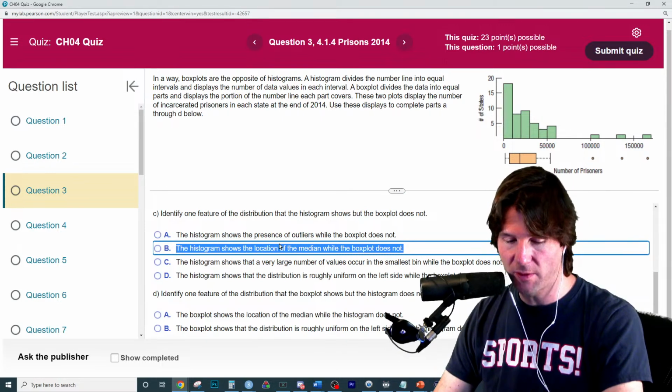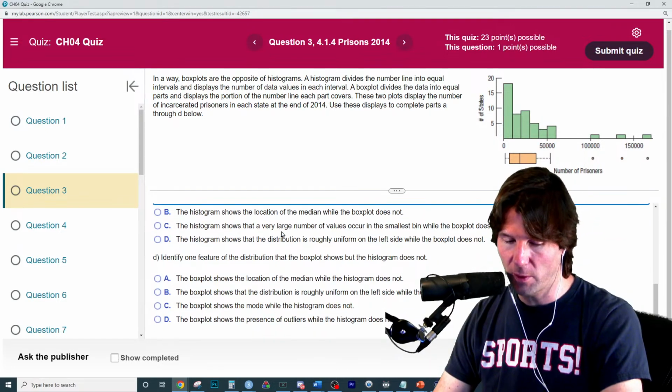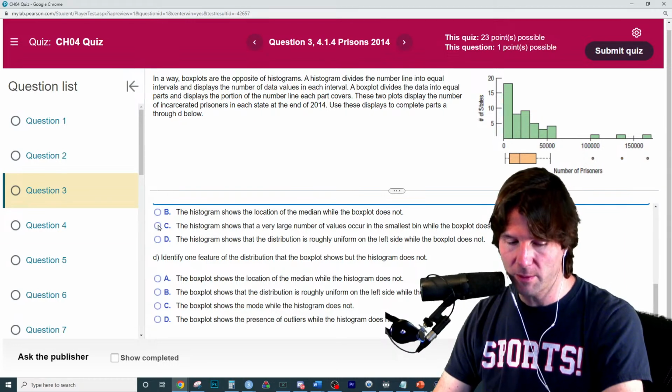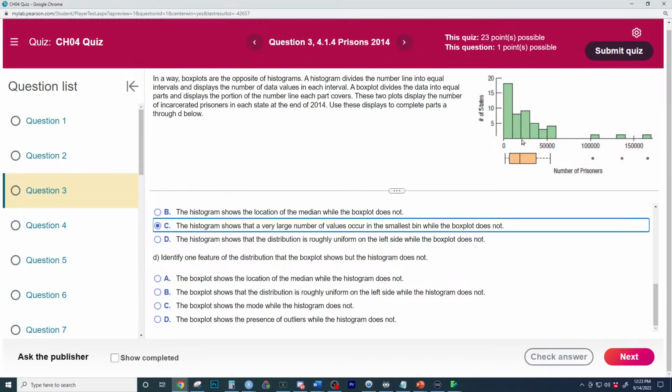The histogram shows the presence of outliers while the box plot does not. No, they both show outliers. The histogram shows that a very large number of values occur in the smallest bin. I think because histograms have bins and box plots don't. When they say smallest bin, I think they're talking about this down here. So they're talking about the values right here, but the way they word it, it's going to be that one. I'm 99% certain now because it's not roughly uniform.